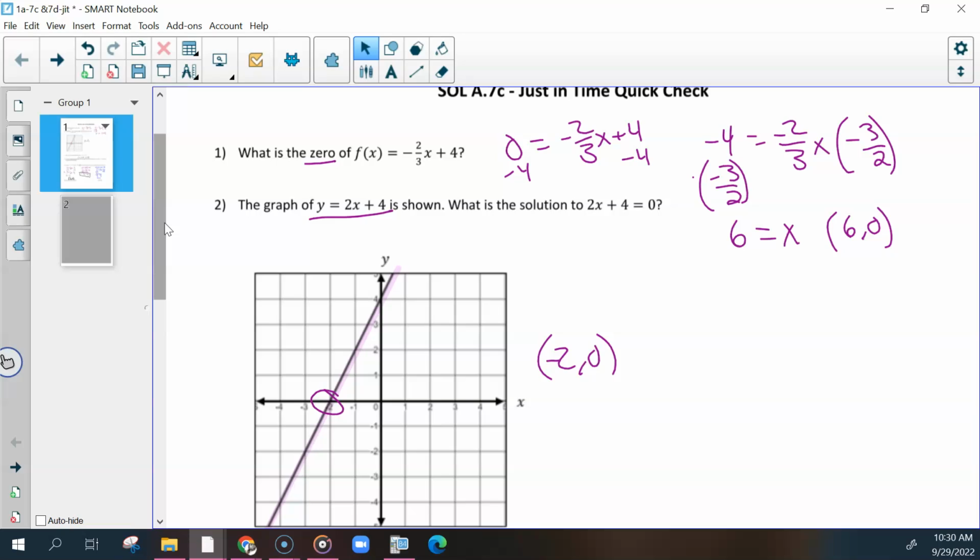Subtract 4 on both sides. Get rid of the fraction by flipping it, multiplying the reciprocal on both sides, to get a positive 6, and then that would be your x-intercept, (6, 0). Questions on that one?